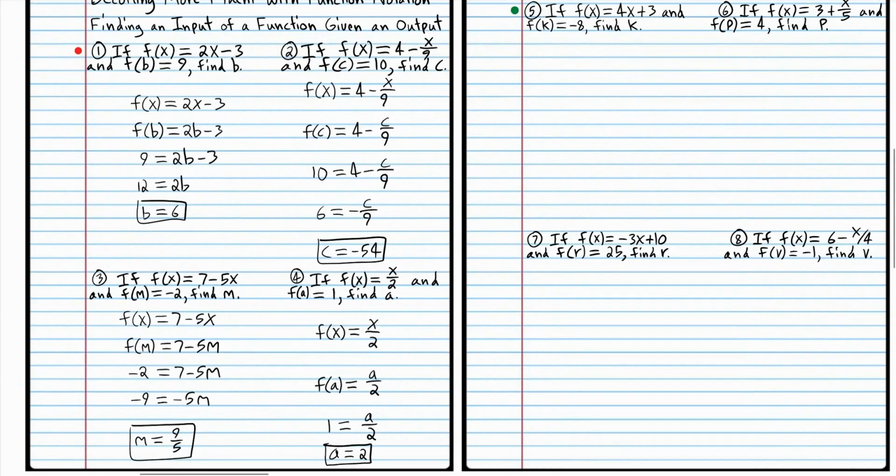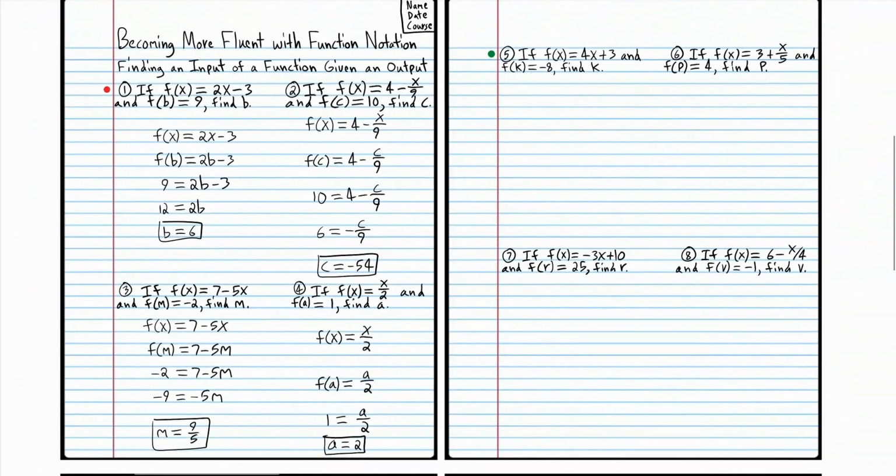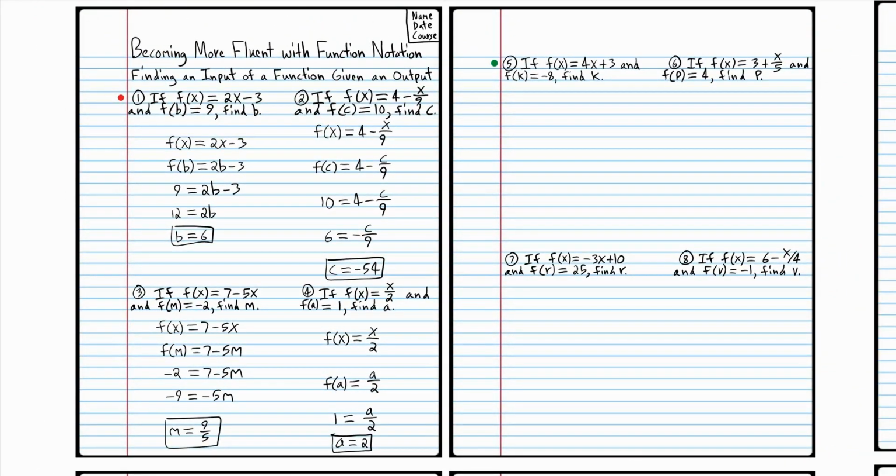So I want you to try number 5. You can use numbers 1 through 4 to help you. And when you come back, we'll do it together. Okay, we're back.